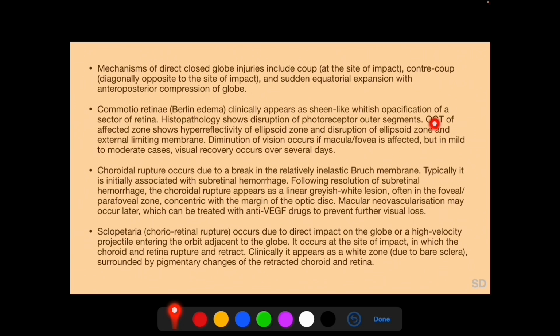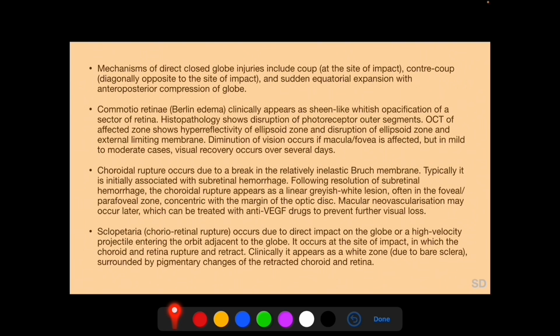OCT of the affected zone shows hyperreflectivity of the ellipsoid zone and disruption of ellipsoid zone and external limiting membrane. Diminution of vision occurs if macula or fovea is affected, but in mild to moderate cases, visual recovery occurs over several days. Choroidal rupture occurs due to a break in the relatively inelastic Bruch membrane.